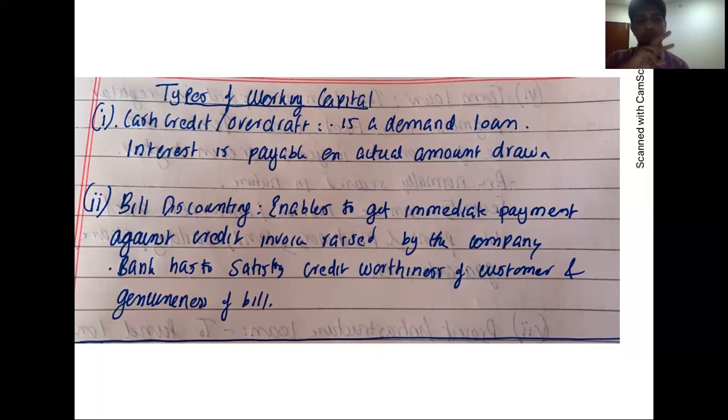So there are two items: one is cash credit and one is overdraft. What is the difference between these two? In overdraft, the amount is fixed.